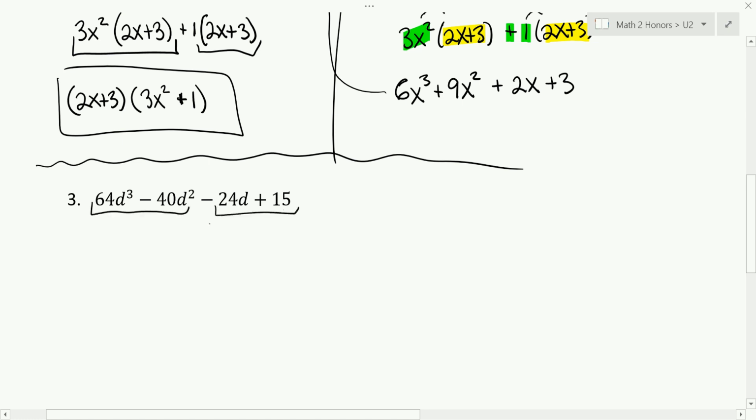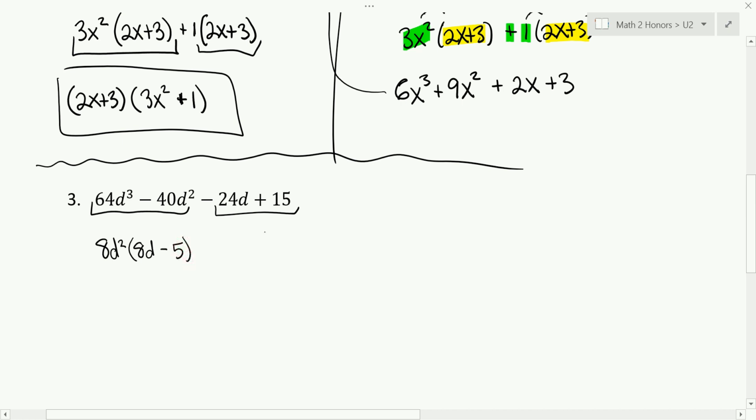take a look at the first two, 64d to the third and negative 40d squared. What can I divide them both by? 8. And how many d's? 2 d's, d squared, right? And so I'm going to divide each of those by 8 and d squared, and I end up with 8, because 64 divided by 8 is 8. And d to the third divided by d squared is just 1d, right? Minus 5.